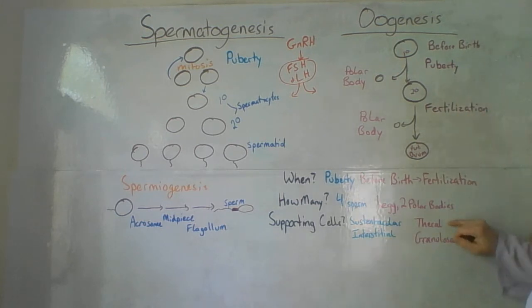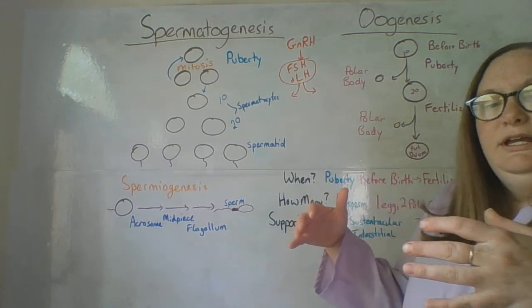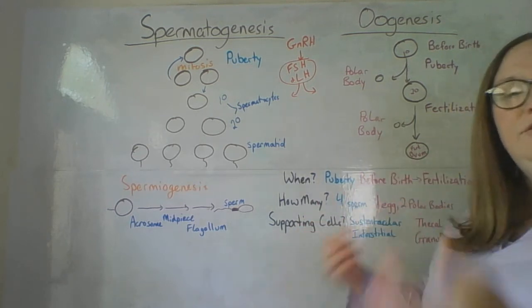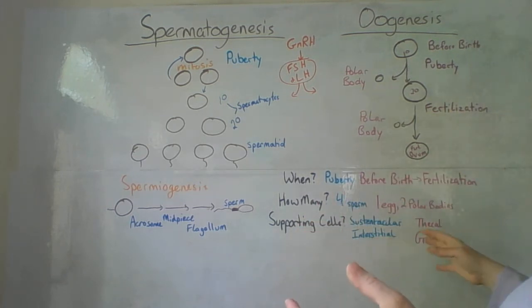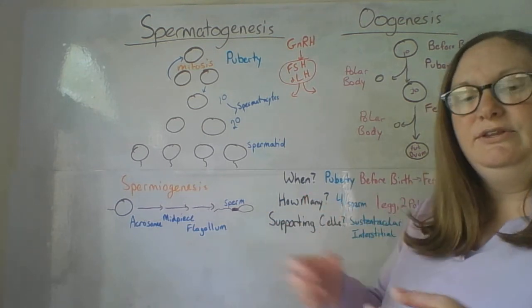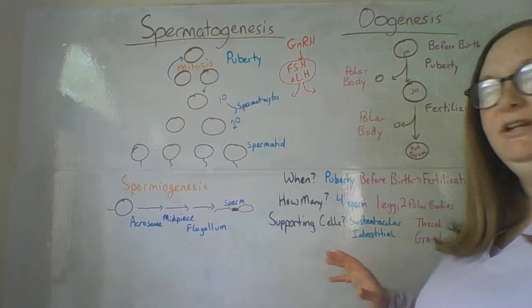All right, and for the developing ovum, we have the thecal cells and the granulosa cells wrapped right around it. And they're going to be making androgens and then converting those androgens into estrogens, and also giving nutrients to the egg as it develops. All right, a lot of differences, and it's really fascinating.